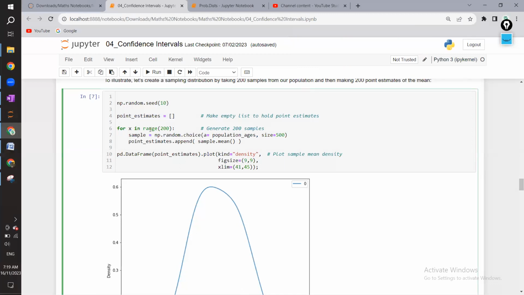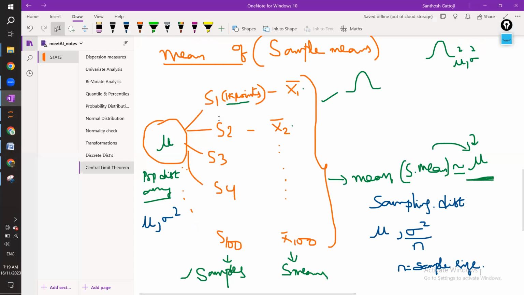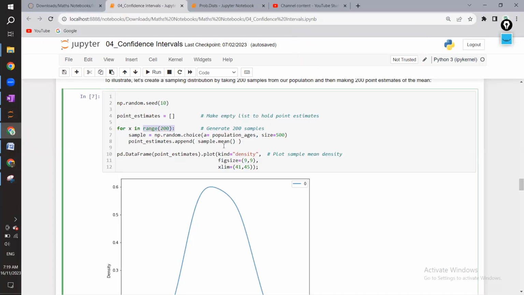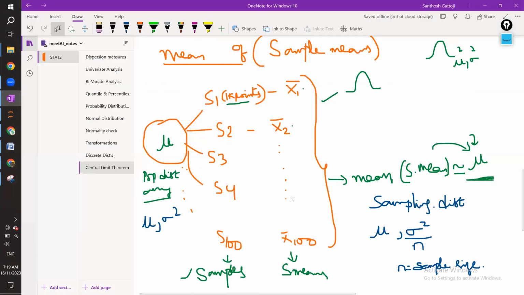And what are these samples? S1, S2, S3, up to S200. These are the samples that we are collecting, right? That is the samples collection, and the mean you are calculating and appending into point estimates. That is this x1 bar, x2 bar.